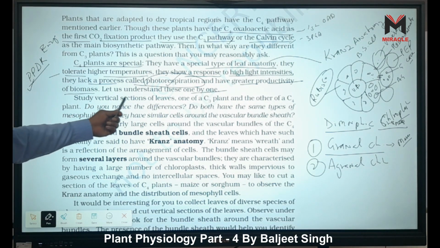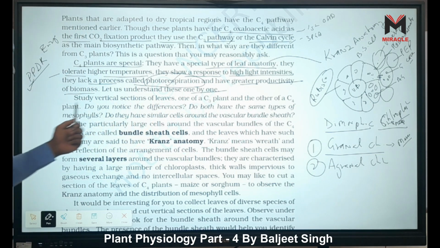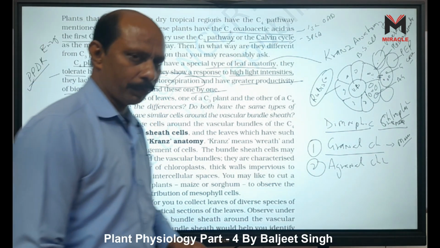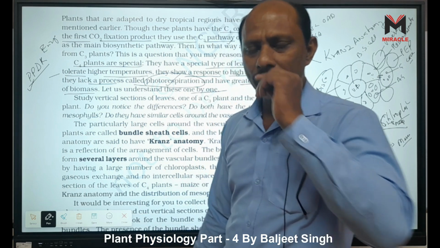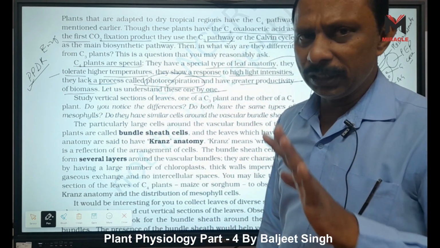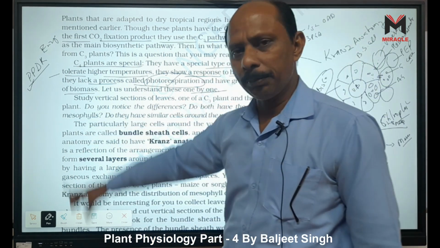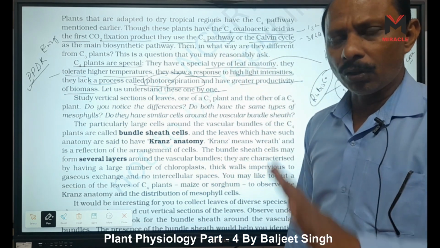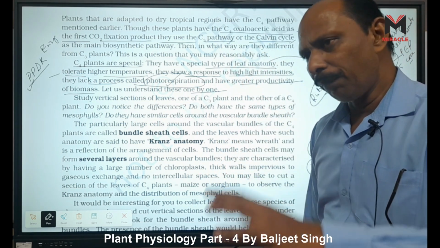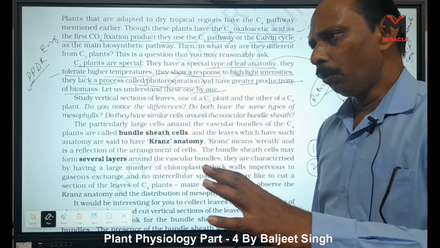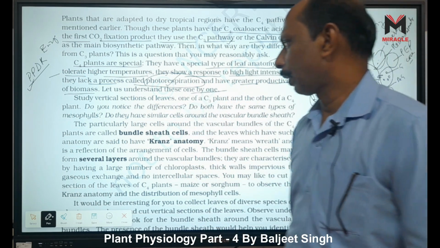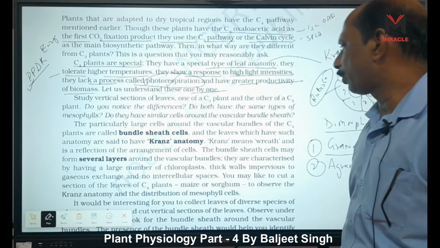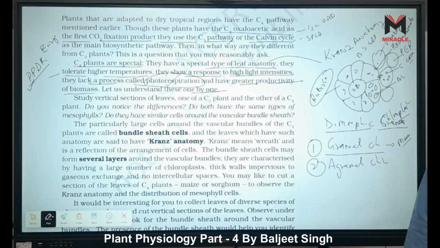Study the vertical section. Okay, vertical section means what? Here, do both have the same type of mesophyll? We can say no. In dicots, mesophyll means what? It is differentiated into palisade tissue and spongy tissue. But in the case of monocots, C4 plants, the mesophyll is not divided into two parts. But when we say anatomically, we know bundle sheath cells are different and mesophyll cells are different. Do they have similar cells around the vascular bundle sheath? No, they have no similar cells, right?